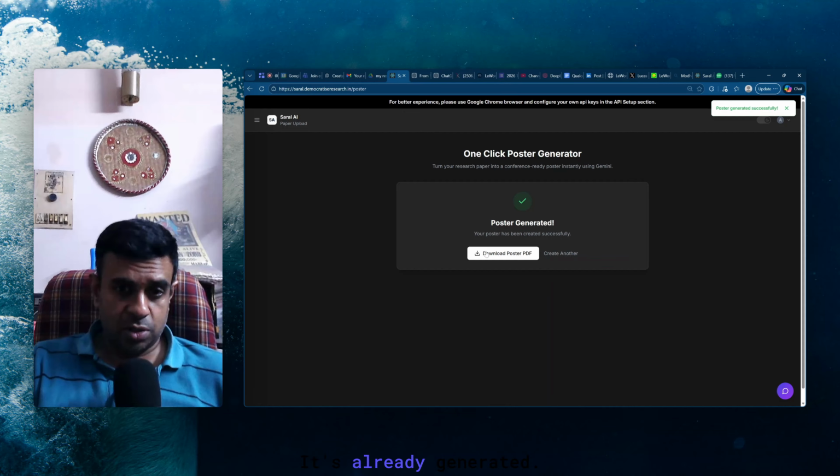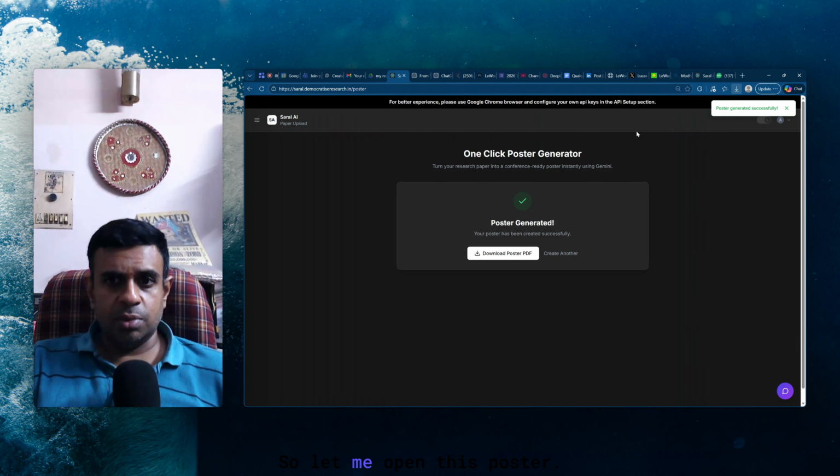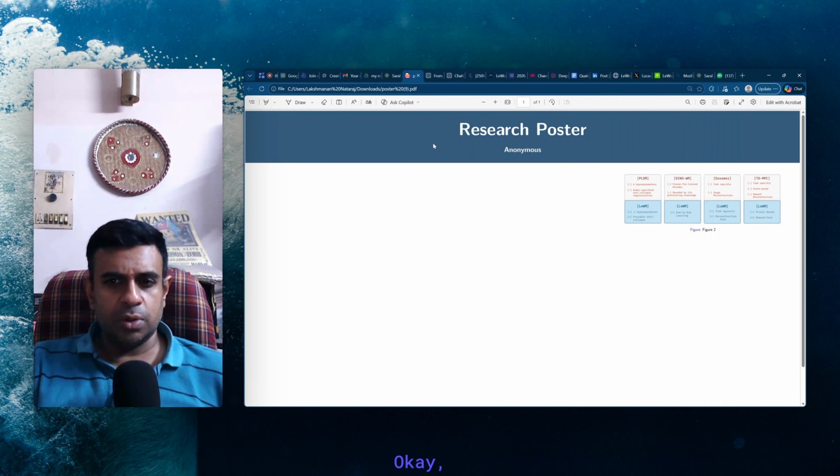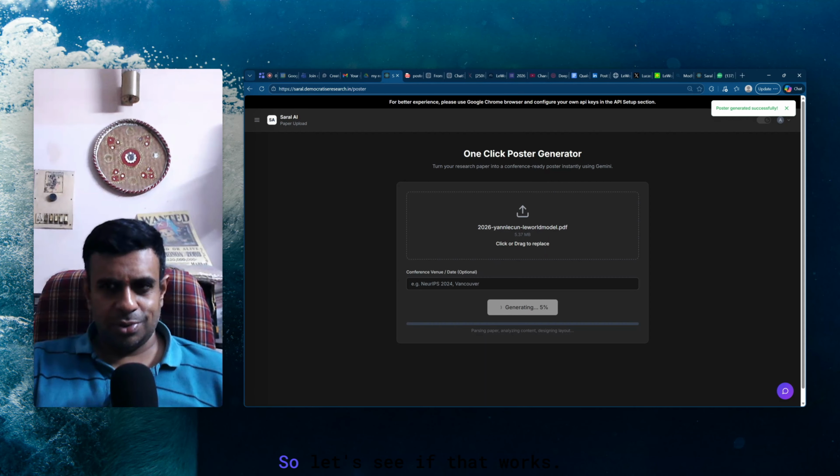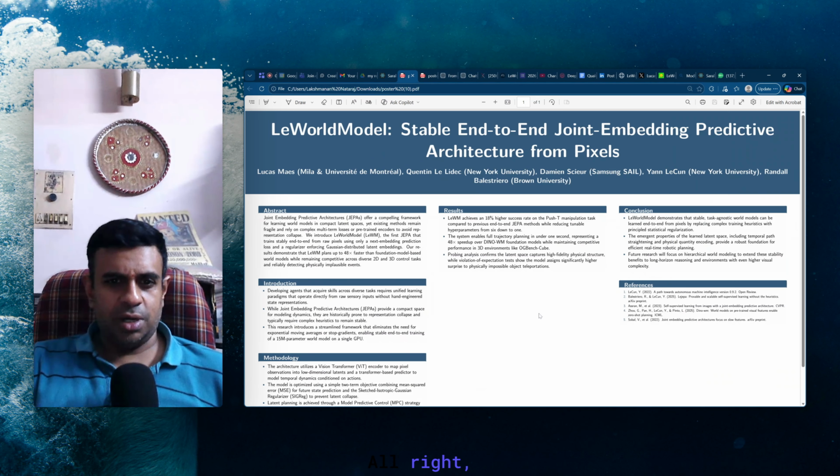Okay, that was fast. It's already generated. Let me open this poster. Okay, so there was some issue with the poster getting generated. Let's try to see if I can generate the poster again. This time I just go right in this screen. So let's see if that works. Okay, all right, so this time it did generate the poster.